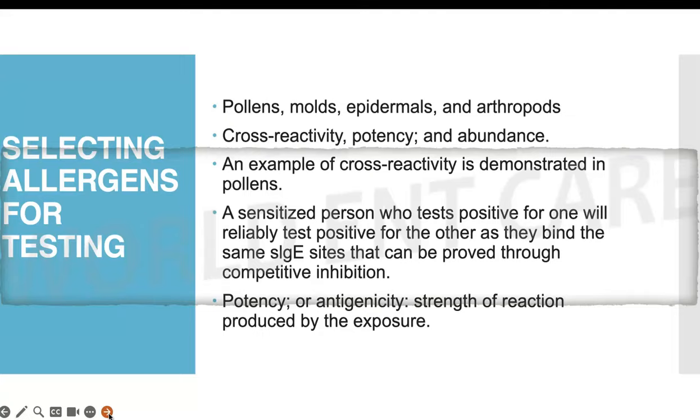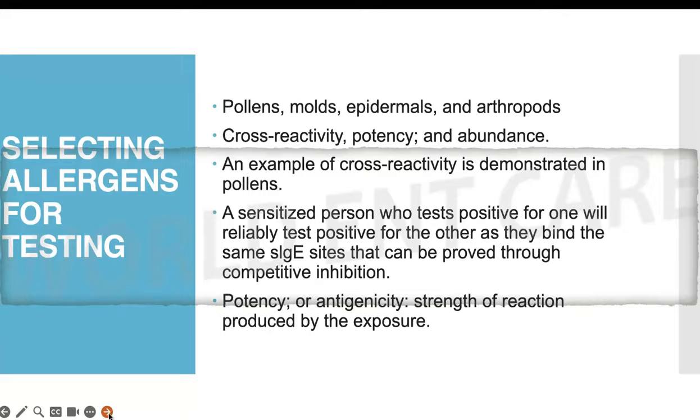Now, allergen qualities that affect their selection in testing include cross reactivity, potency, and abundance. The example of cross reactivity is demonstrated in pollens. A sensitized person who tests positive for one pollen will reliably test positive for the other, as they bind the same serum IgE site, which can be proved through competitive inhibition. As such, it is not necessary to test an individual for both.